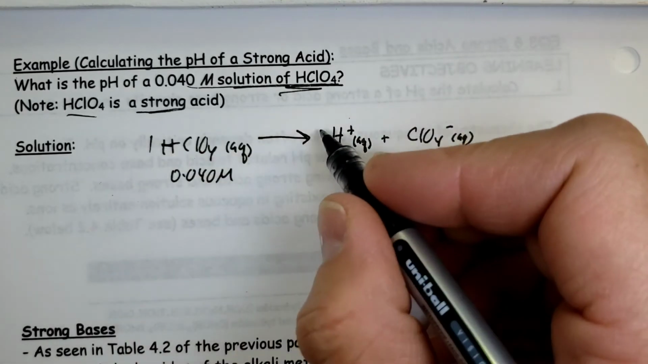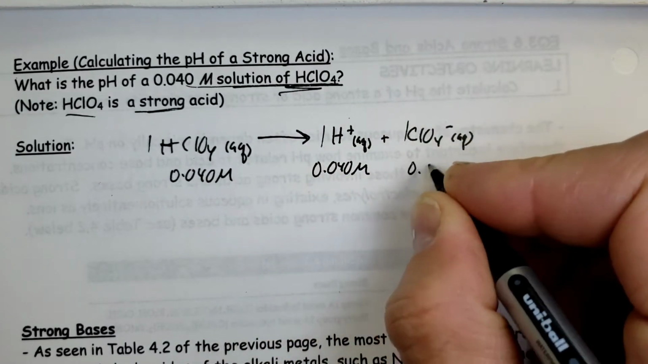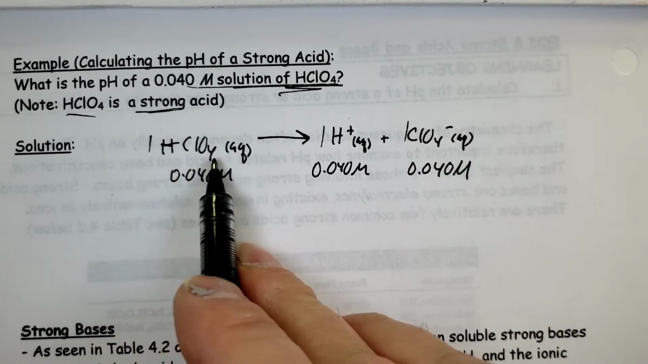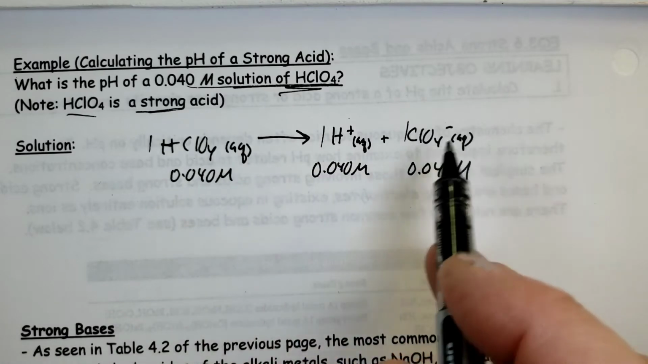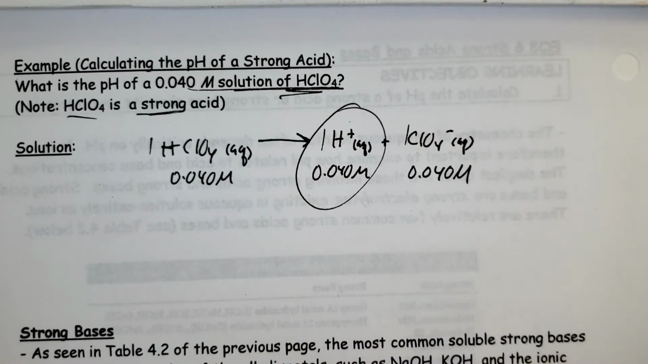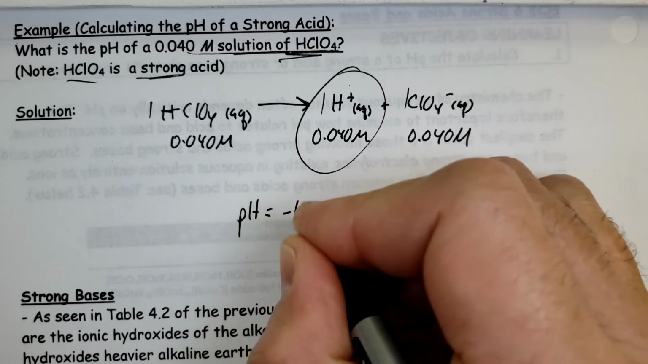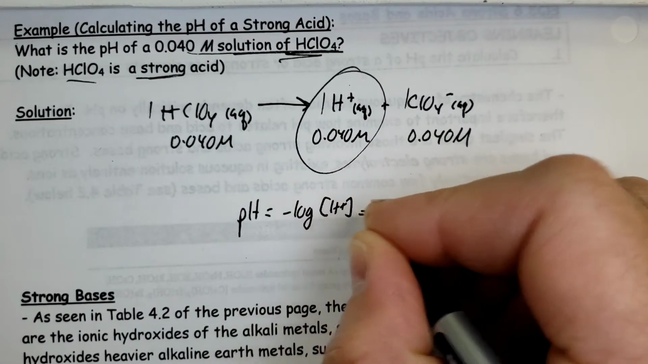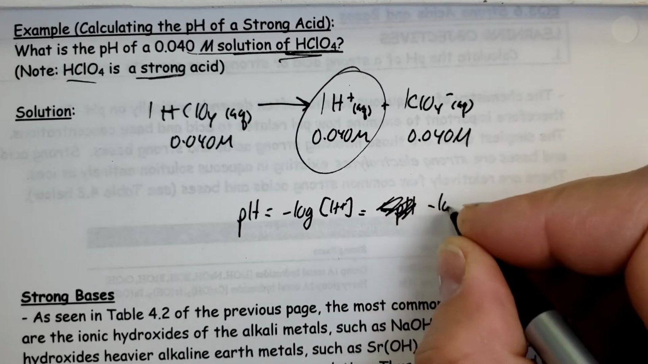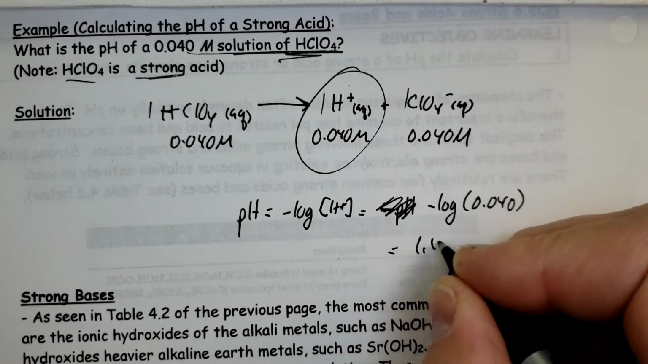Now notice this is a 1-to-1-to-1 reaction, so that makes it pretty easy. Down below we'll look at one that isn't 1-to-1. So for every 1 HClO4 that dissociates, I get 1 hydrogen ion and 1 ClO4 minus. So there we can see what the concentration of H plus is. pH equals negative log of H plus, which in our case is negative log of 0.040, so that equals 1.40.